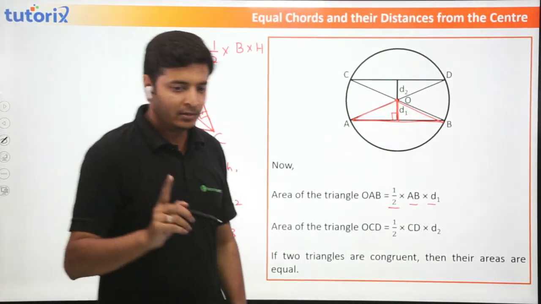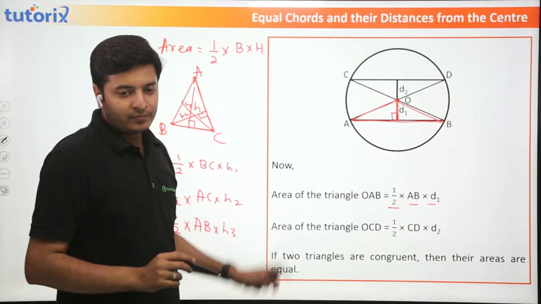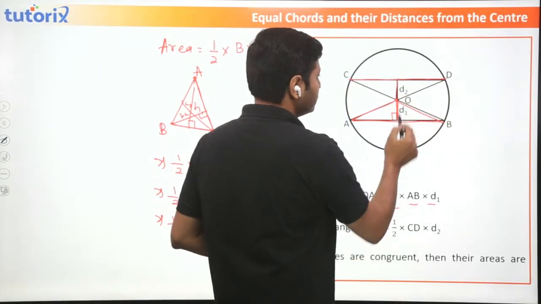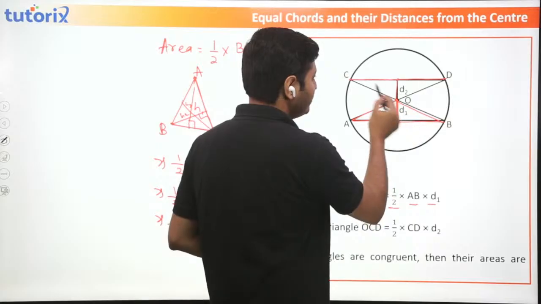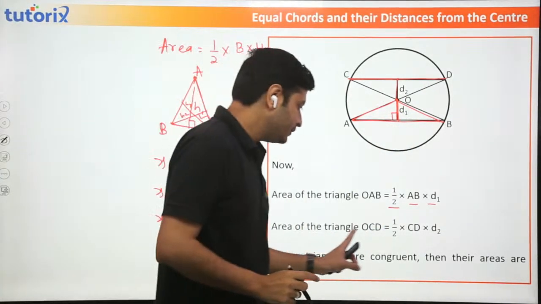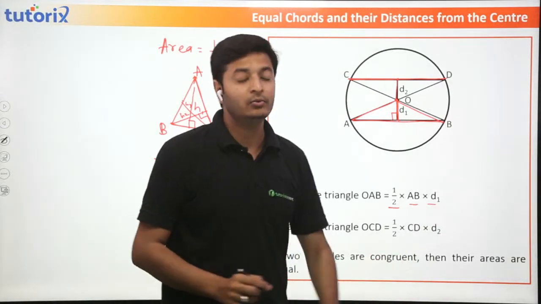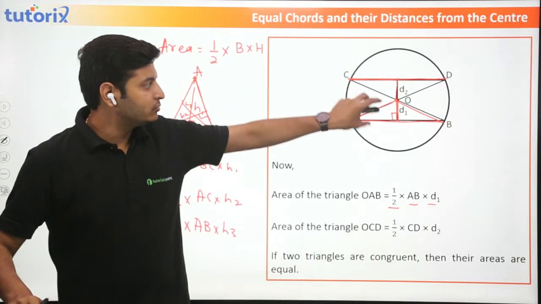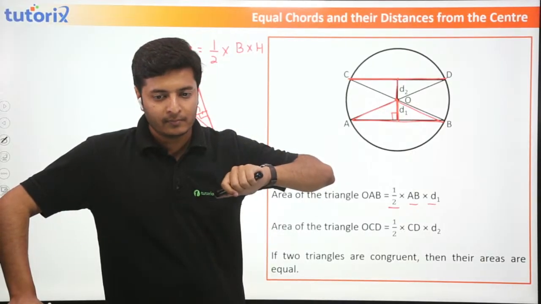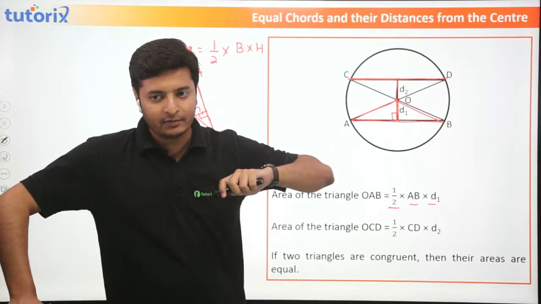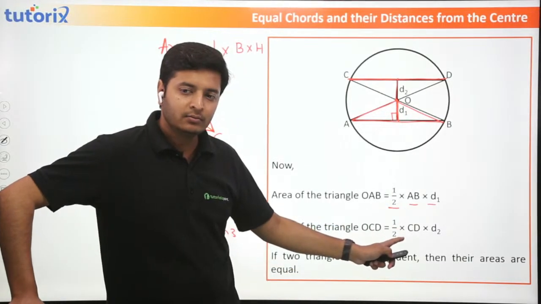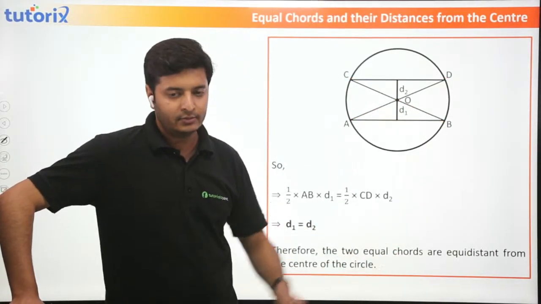Correct? Now, the same logic we can apply here. Area of the triangle OCD. What do we need to use? D2. So we can use D2 by taking CD as our base. So the area of the triangle OCD is half into CD into D2. These two triangles are congruent. Their areas are equal or not? Yes, they are equal. Correct. So we can equate these two values.